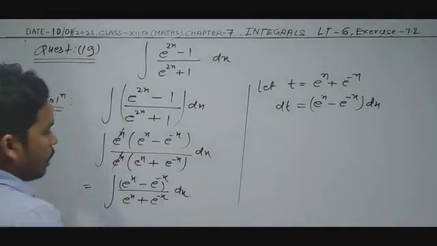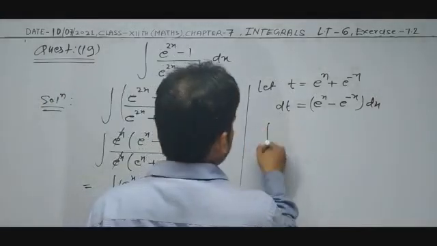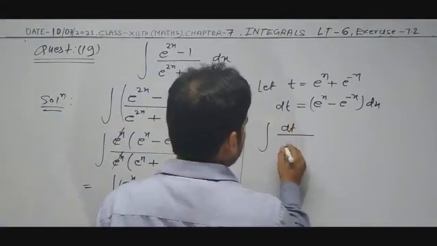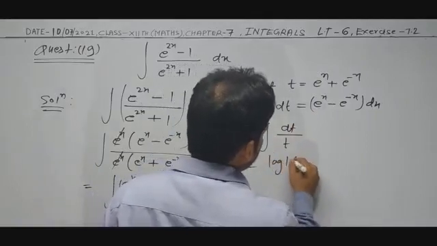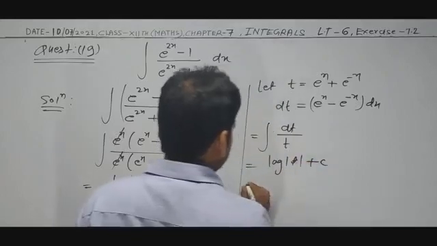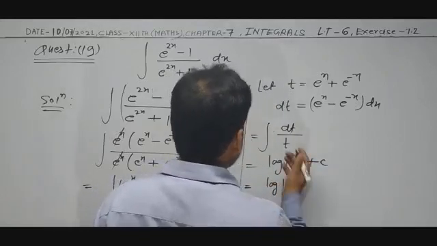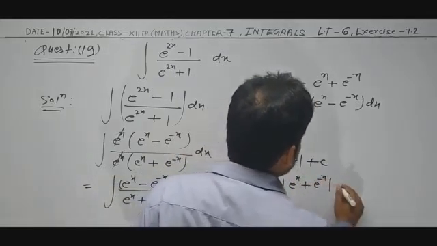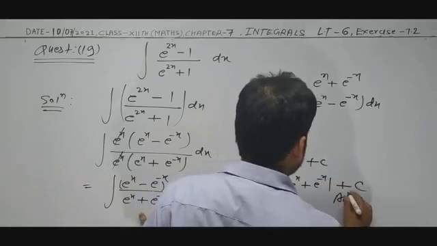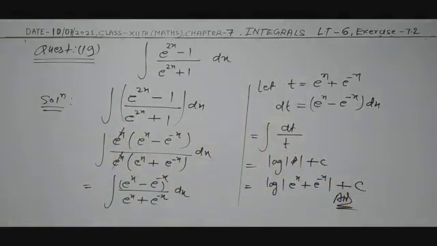Now the numerator is dt, and the integration converts to dt whole upon t. Its integration, you know, is log of mod of t plus c. So log of mod of t, the result is e to the power x plus e to the power minus x plus c. So this is the answer. Now come to the next question. Question number 20 is the same as question number 19. So come to question number 21.